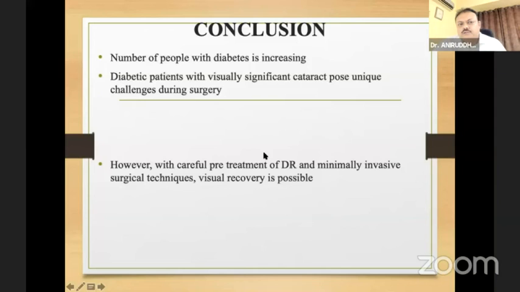So to conclude, the number of people with diabetes is definitely increasing. So is cataract. The diabetic patient with visually significant cataract poses a unique challenge during surgery. However, with careful pre-treatment of the diabetic retinopathy and minimally invasive surgical techniques, the visual recovery is mostly quite good. But the most important part is patient education about the prognosis and the results of the surgery. Thank you.